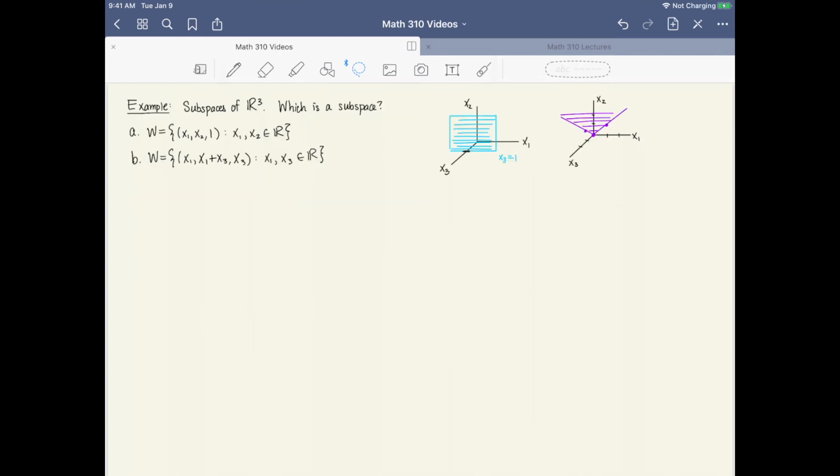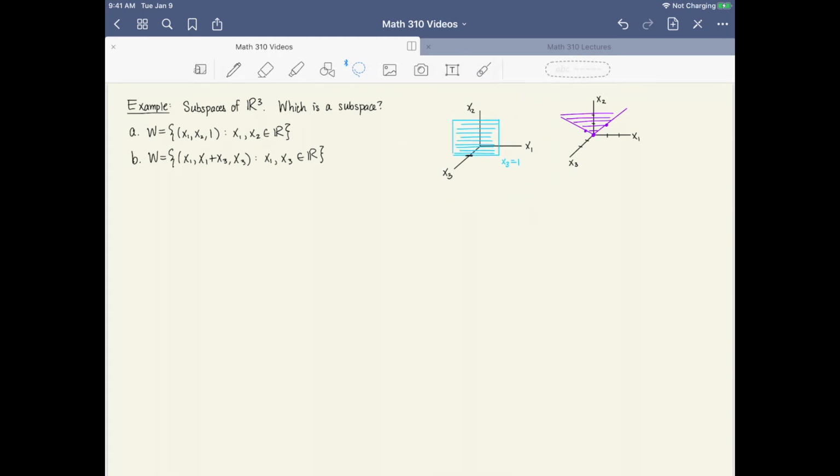So let's do one other quick example, now looking at subspaces of R3. I'm going to take two sets. In the first case, A, we're going to be looking at the set of points, and now there are 3 coordinates to these points. So (x1, x2, 1). Specifically, we're fixing the third coordinate to be 1. I would visualize this in the following way. I have a plane that's sitting here and going through 1.